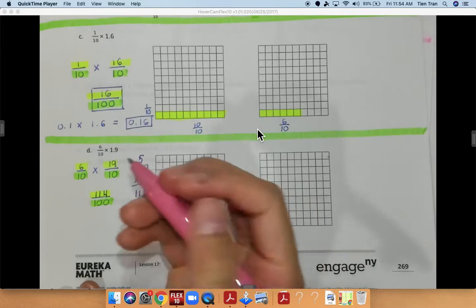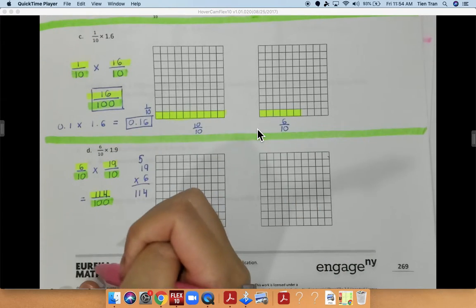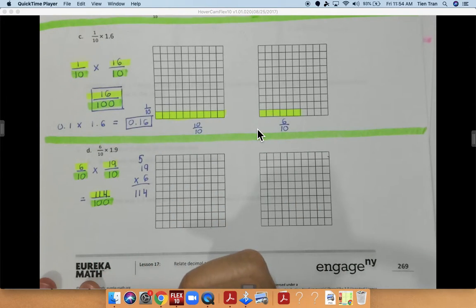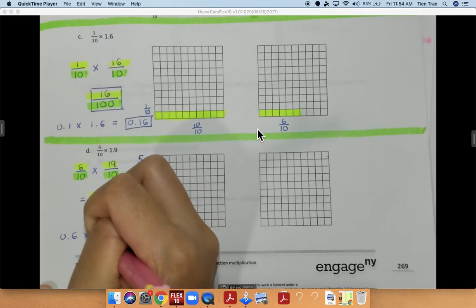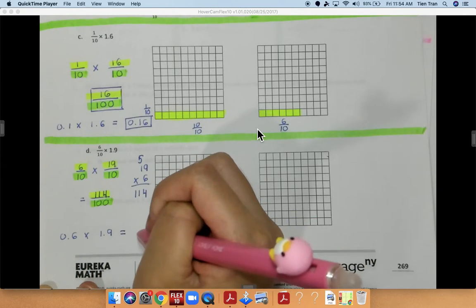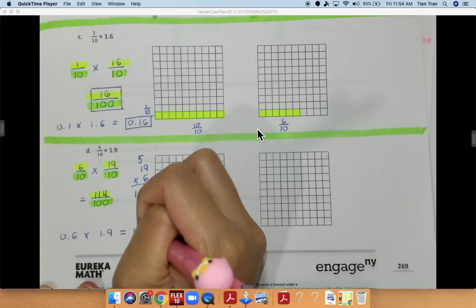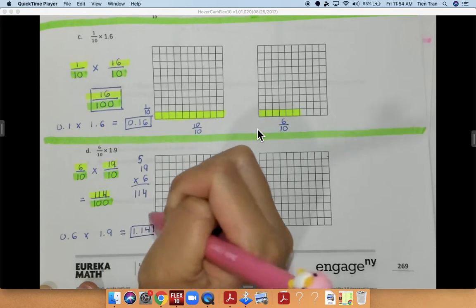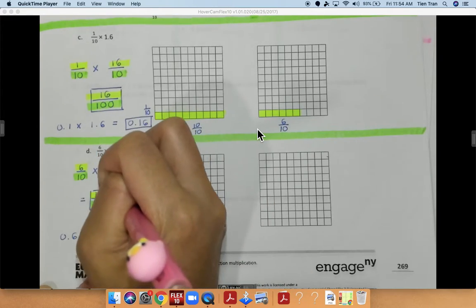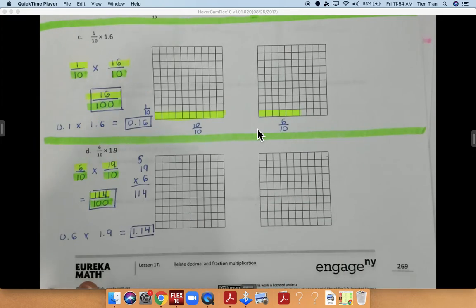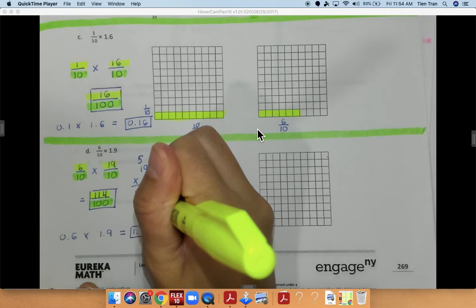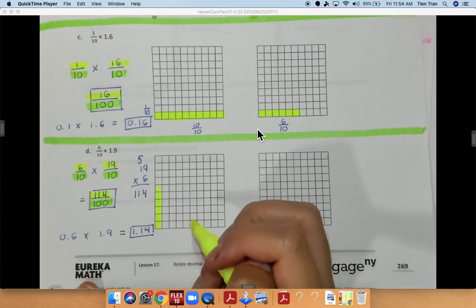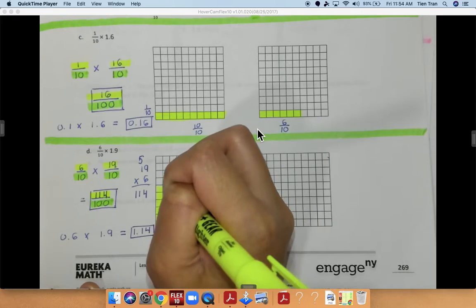Now what this would look like would be, I would have 114 pieces colored in. So I have 6 tenths times 19 tenths is equal to 114 tenths. If I were to color this in as a fraction, I would have 6, 1, 2, 3, 4, 5, 6, multiplied by 10, so this whole entire area is colored in.